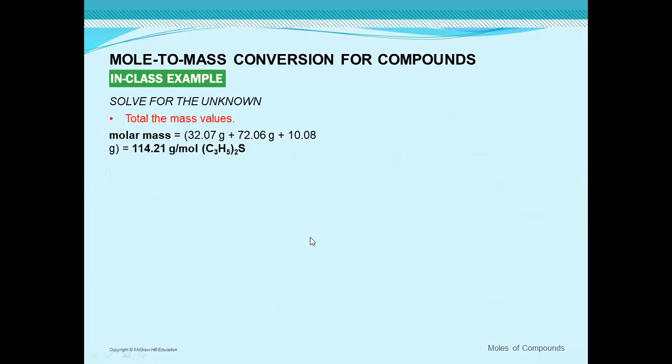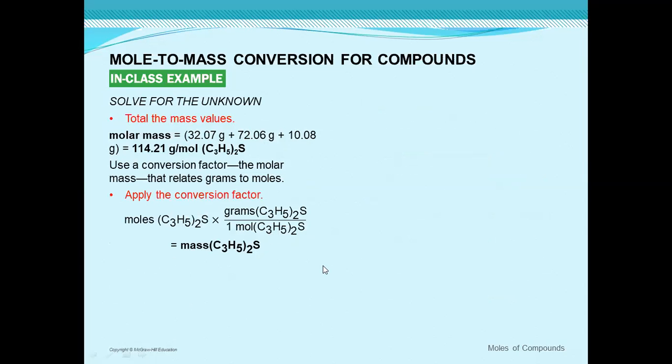After that, the molar mass of this compound equals the mass of sulfur plus the mass of carbon plus the mass of hydrogen. Finally, the molar mass of this compound will be equal to 114.21 gram per mole. Understand, guys? Any problem?